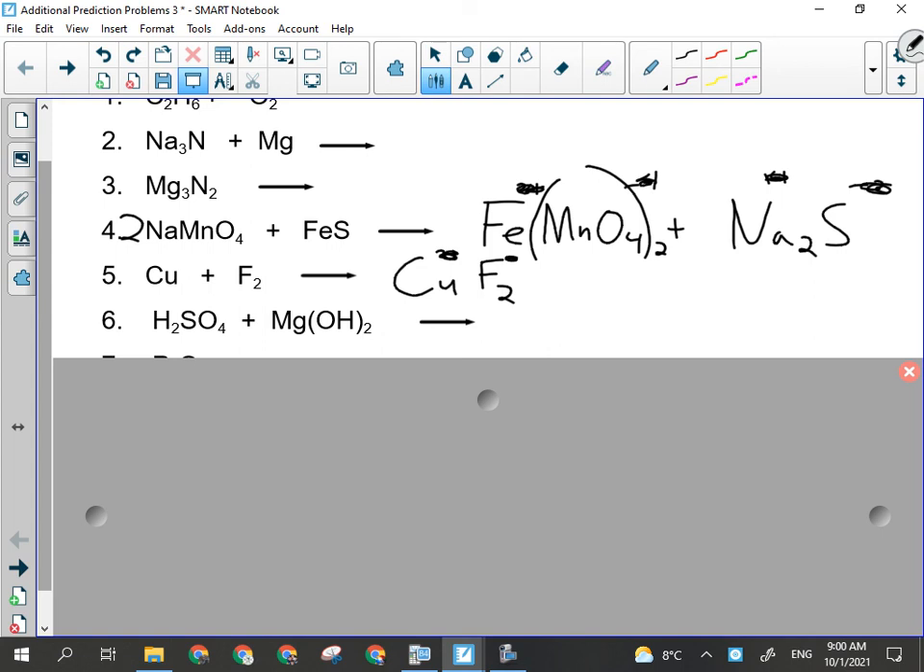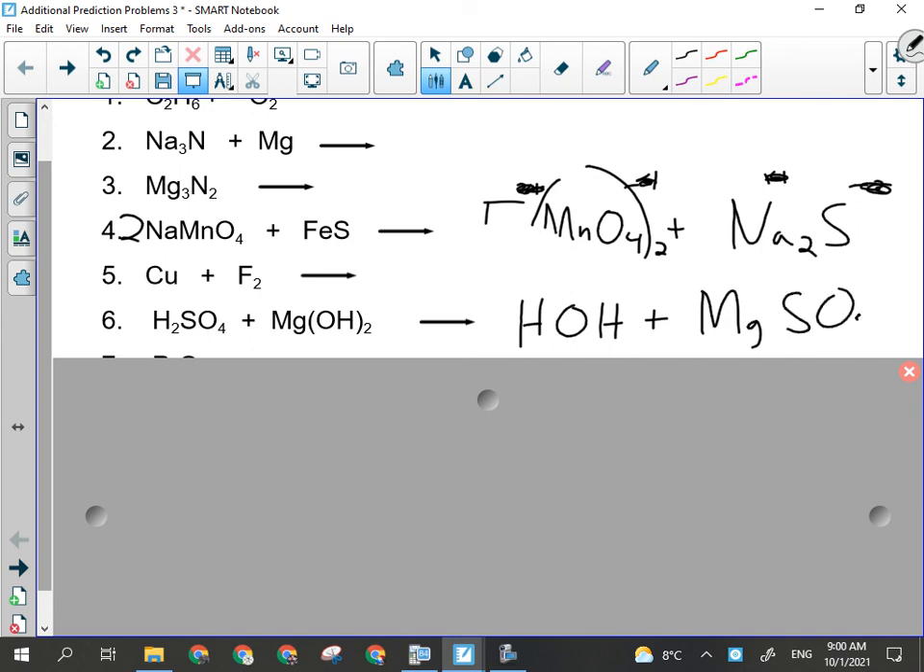So I've got H2SO4, so hydrogen sulfate, reacting with magnesium hydroxide. What kind of reaction? Double replacement. They're both ionic compounds. In a double replacement reaction, I am going to swap the metals to make my products. So that means that hydrogen will end up with hydroxide, and magnesium will end up with sulfate. As I said before, it doesn't matter which order you write the products in, as long as it's metal, non-metal. Okay. All right. Next step.